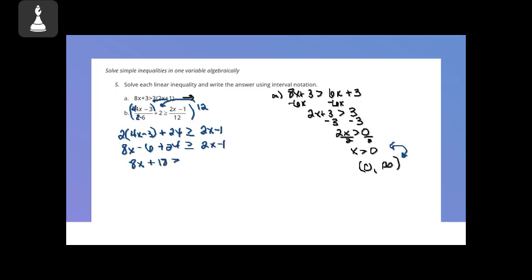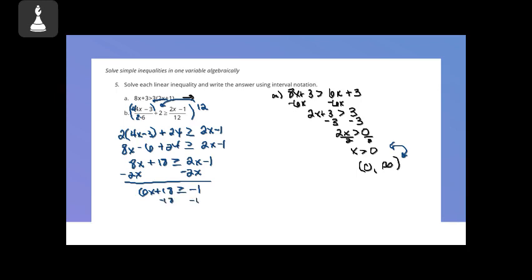I'm going to move the 2x to the other side. It is currently positive 2x. So if I subtract 2x, it can come over. 6x plus 18 is greater than or equal to negative 1. I now need to subtract 18 to move that to the other side. 6x is greater than or equal to negative 19.